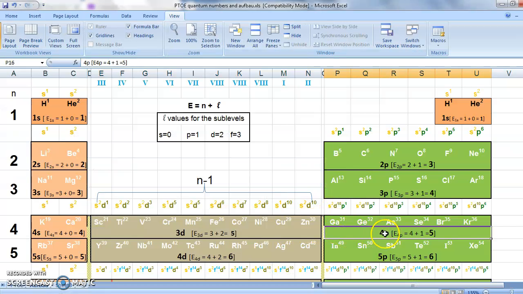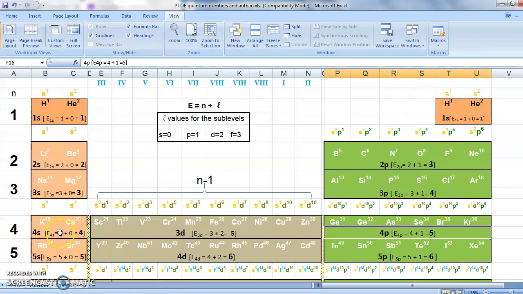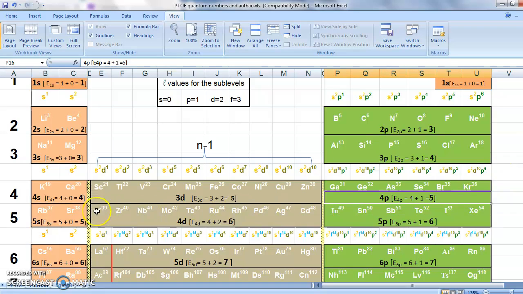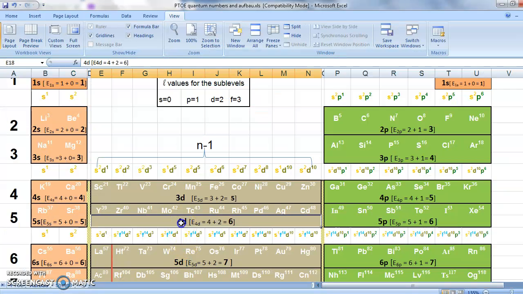After that, I move to the 4p. 4p, 1, 2, 3, 4, 5, 6. 4p6. I've just closed off that row. Now I'm on the 5th row. 5s2. There are 2 elements in the 5s. What's after that? The 4d.